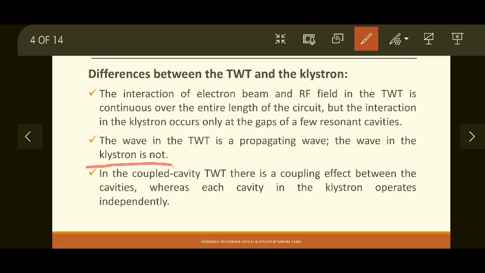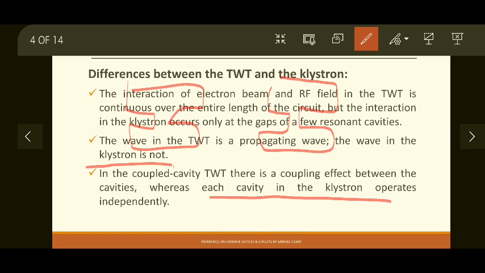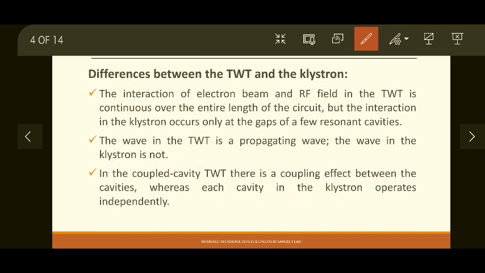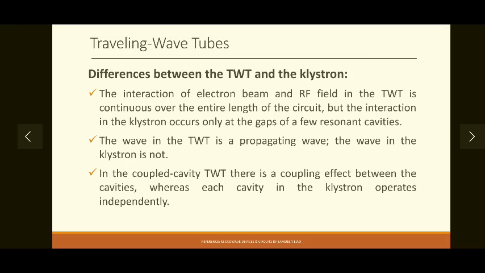In the coupled cavity TWT, which is another type of TWT, coupling is there between the cavities. In klystron, consecutive cavities were not coupled by any means, they were independent. In klystron each cavity is independent, whereas in TWT coupling between the cavities exists. Okay, so that is another difference. So that is a similarity and difference between TWT and klystron.